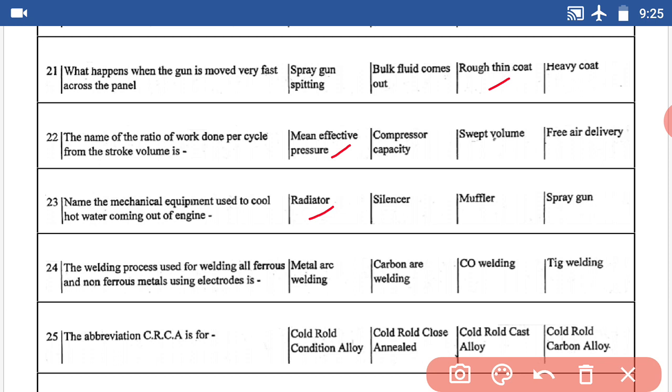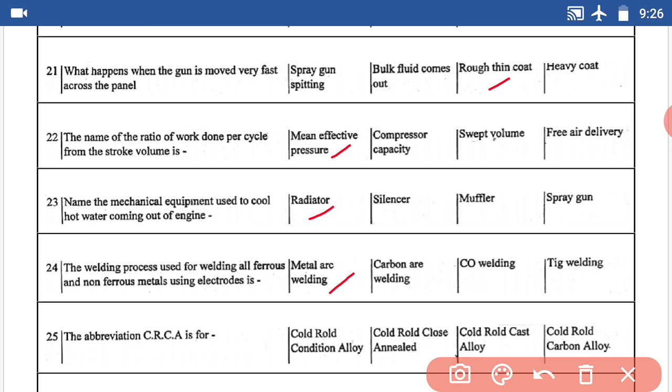Question number 24. The welding process used for welding all porous and non-porous metals using an electrode is dash. This question's answer is A. Option A is the correct answer: metal arc welding. Metal arc welding is the correct answer.